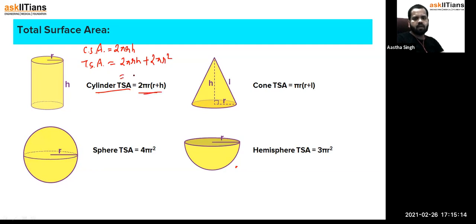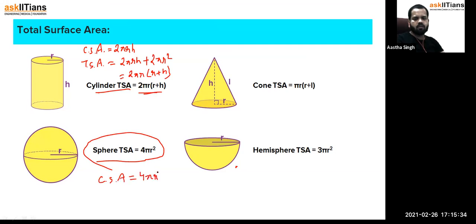Okay. Common 2 pi r and r plus h. And the point is clear to you. In case of sphere, the sphere TSA and the CSA are both the same. What? Both are 4 pi r square.